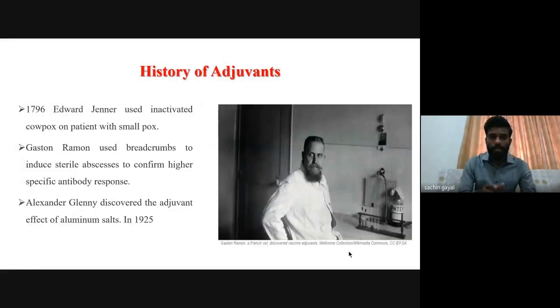First of all, we will see the history of adjuvants. In 1924, a French veterinarian, Gaston Ramon, working at the Pasteur Institute, observed that antibody production in horses immunized with tetanus toxoid and diphtheria toxoid was high when the horses developed injection site granulomas. Then he induced sterile abscesses with the help of starch and breadcrumbs, which means he used breadcrumbs and starch as an adjuvant. And then he observed a higher specific antibody response. And this is the photograph of that scientist, Gaston Ramon.